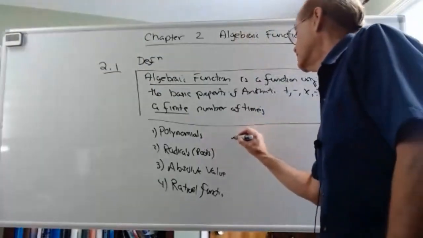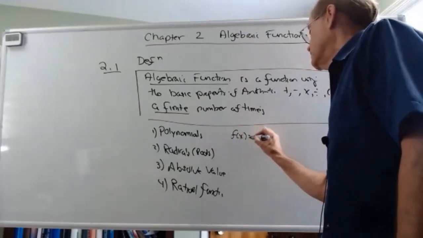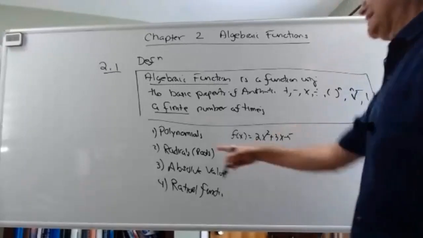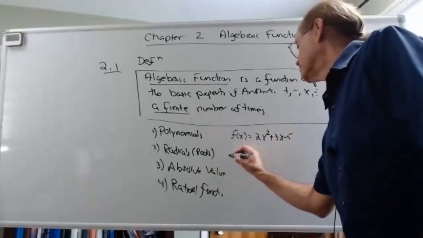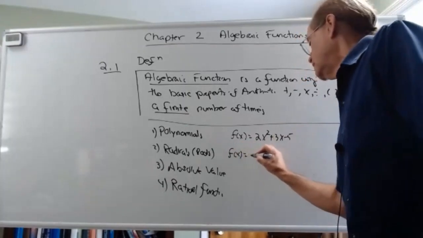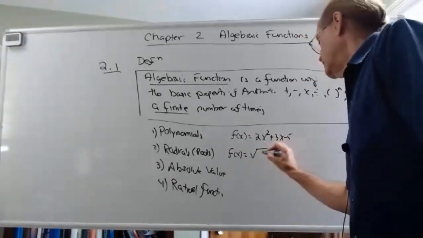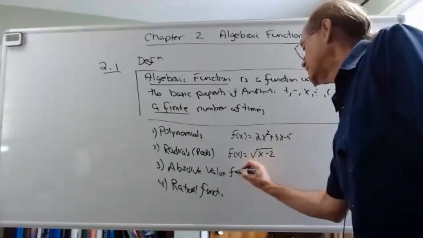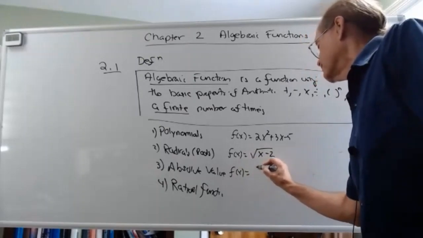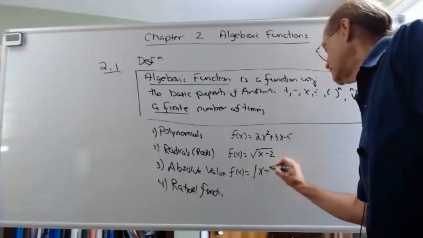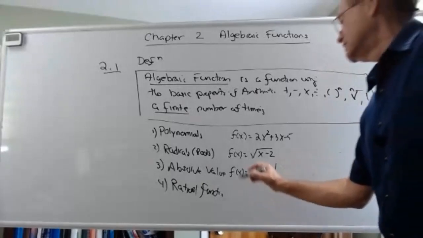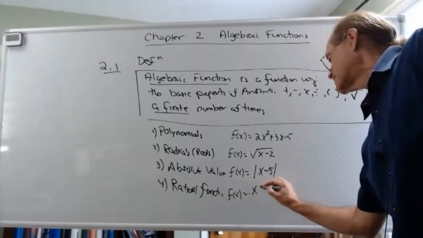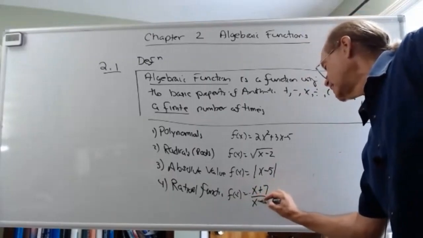Here's an example of a polynomial function: 2x squared plus 3x minus 5. That's an example of a polynomial. This is an example of a radical function: the square root of x minus 2. Here's an example of an absolute value function: the absolute value of x minus 5. And here's an example of a rational function: x plus 7 over x minus 4.